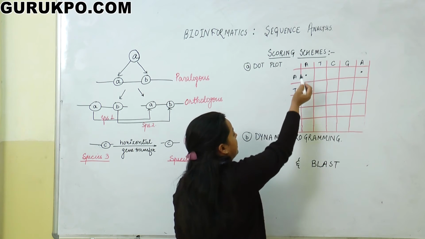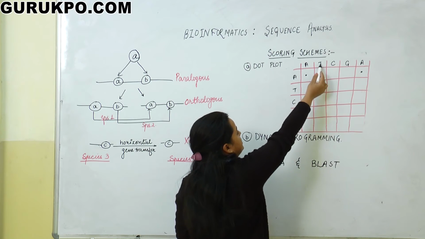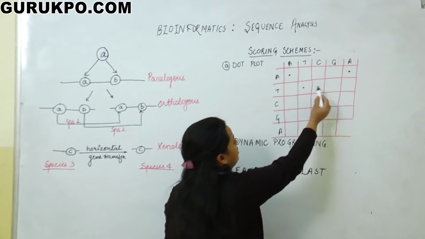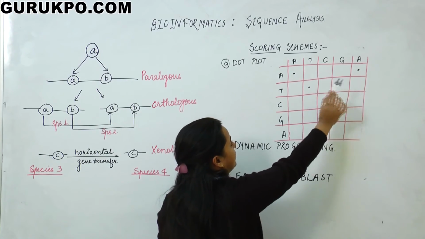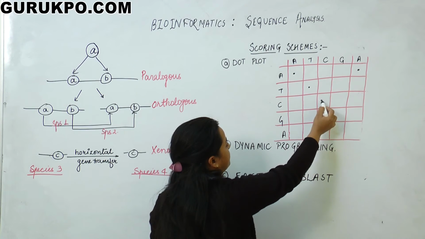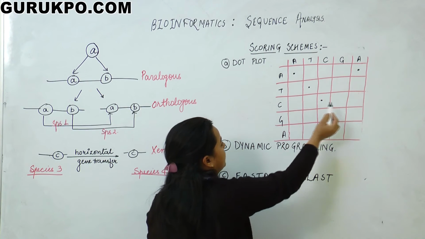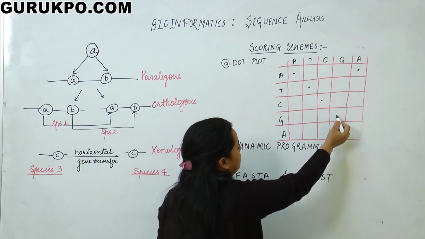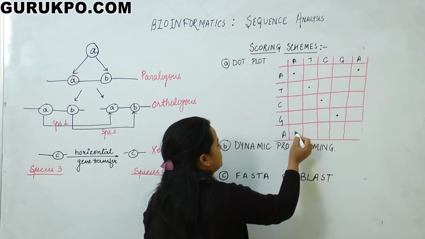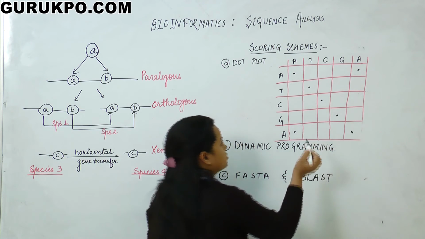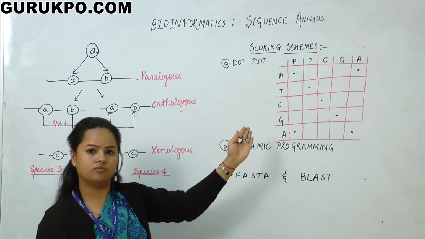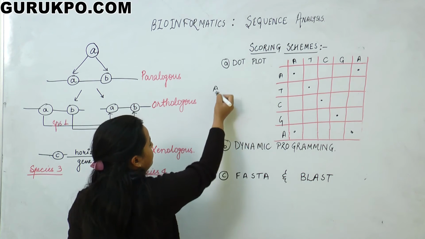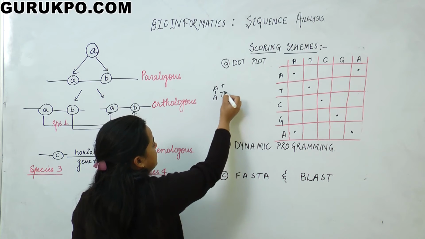Then this A will match this A again. Similarly, in this sequence, only the T will match this nucleotide, and we mark a dot here. In this column we never find a match. Here we mark a dot because C matches with C, and then G matches with G, A matches with A, and A matches with A. So we get a diagonal line of matching nucleotides.